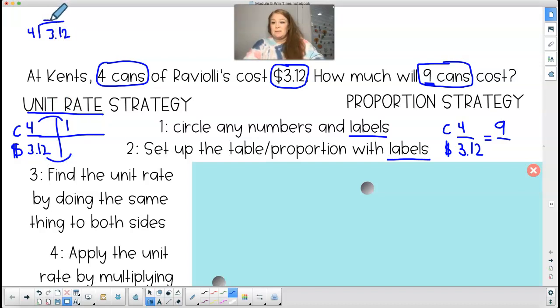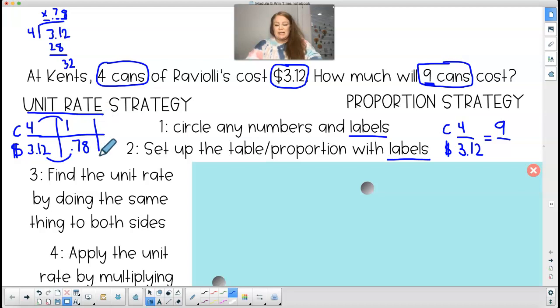So I need something above the 3, then there's my decimal, something above the 1, and something above the 2. 4 can't go into 3, but it can go into 31 7 times, which is 28. And then we have leftover of 3 and bringing down the 2, and it goes into 32 8 times. So I know that 1 can cost 78 cents. So that's not my answer though. That's 1 can. The question asks how much did 9 cans cost?